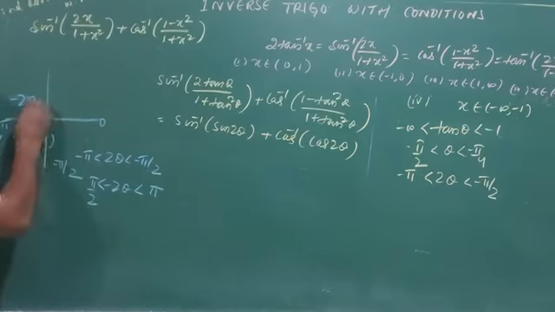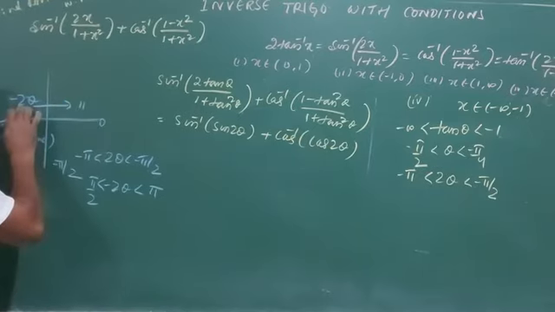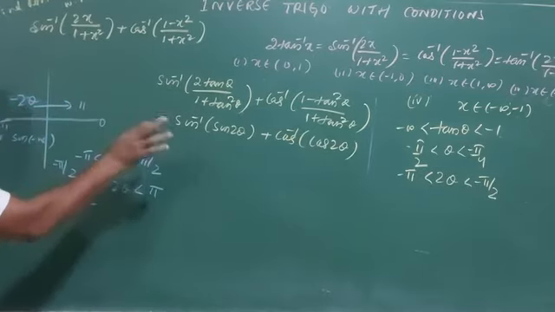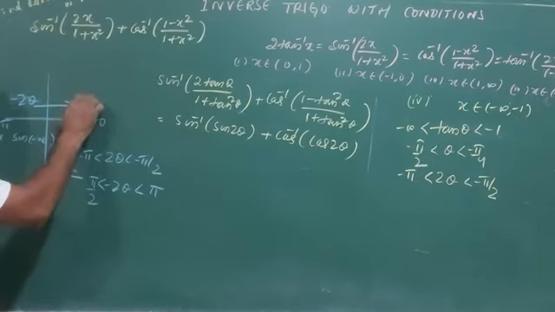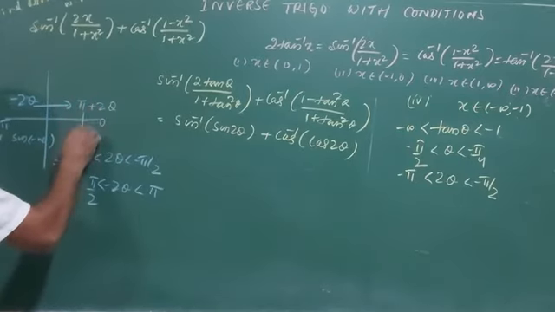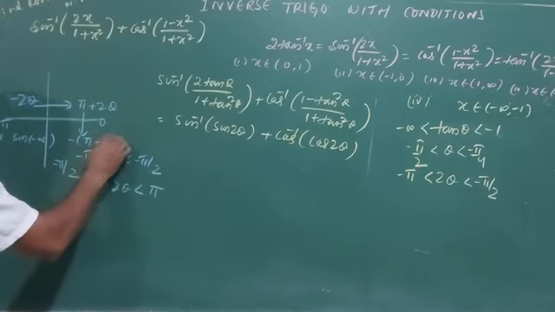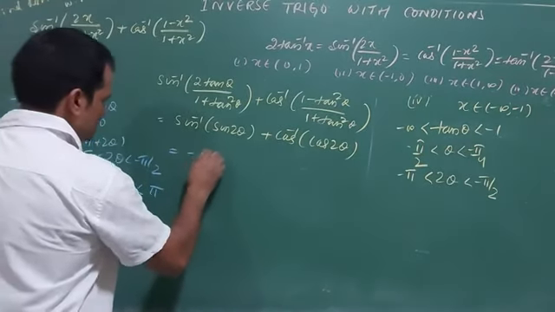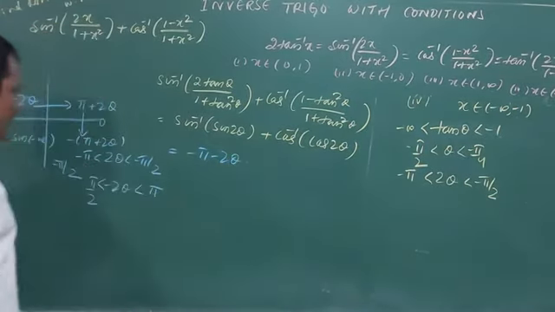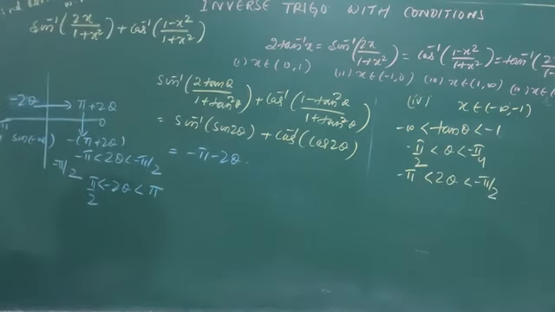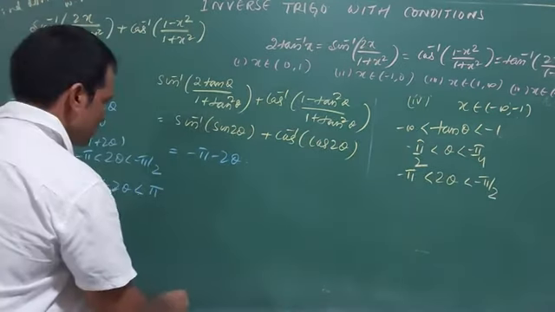But sine is negative here, so I have to go to here. So how will I go? First I transfer my value here. What is the condition I have given initially? Pi minus theta, pi plus 2 theta. Then bring it down: minus pi plus 2 theta. So this gives me minus pi minus 2 theta. This is for sine. Then let's come to cos now.